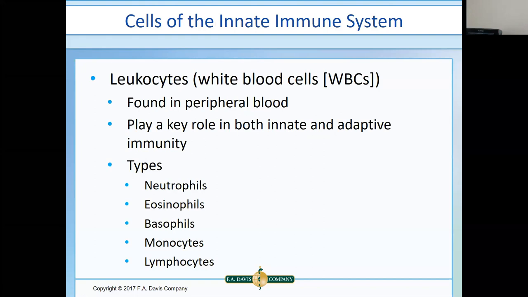So leukocytes, this innate immune system, and that's where we're moving into later in the lecture, in lecture two. These leukocytes are found in the peripheral blood. Okay, so that means they're in the circulatory blood, and they play a key role in both innate and adaptive immunity. You'll see that in our next lecture too. So you're just now getting into hematology. You had that this morning, right?